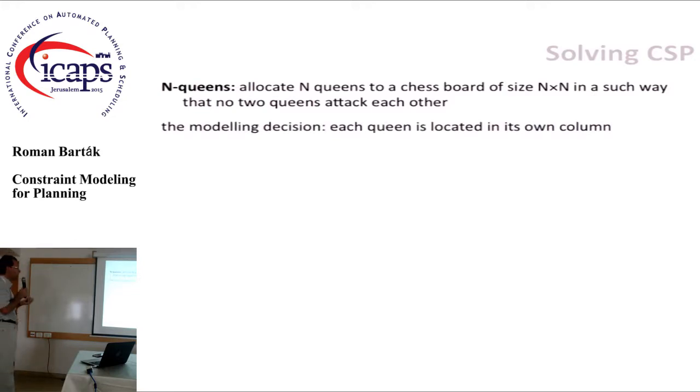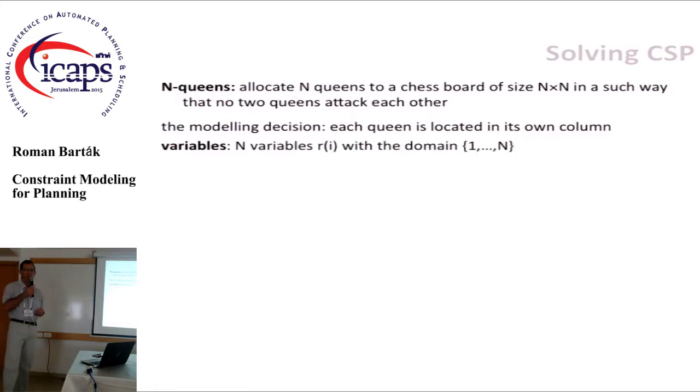So how can we model this problem? There are many ways to model it. The usual modeling decision for the n-queens problem is that we assign each queen to a specific column, and we are just looking for the row of the queen. Another model is that we are looking for both the row and column of the queen, which is a larger model and less useful. So it means that we will have n variables, and each variable will indicate the row of the queen. So the domain will be the index of the row.